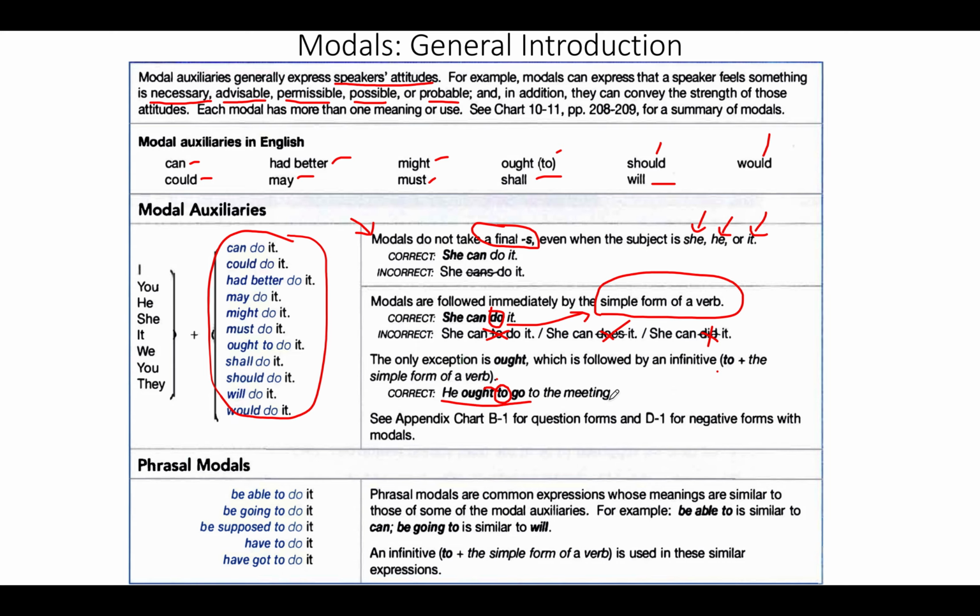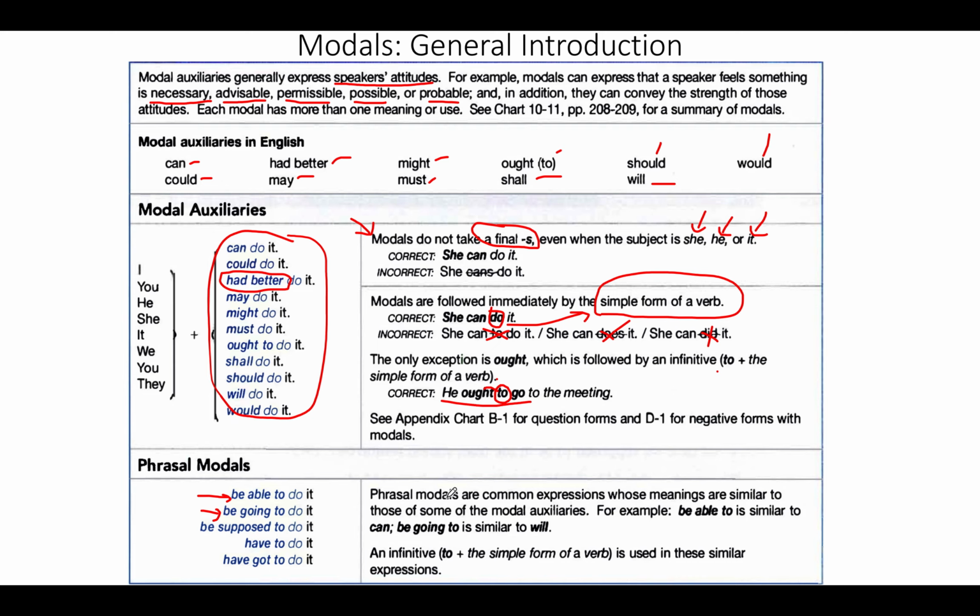Now, we can have two types of modal auxiliaries. Either we can have single word modals, like can do it, could do it, may do it. Sometimes you can have what we call phrasal modals. Here we have an example, had better, in the sense that it's composed of two words. These are further examples of phrasal modals: be able to do it, be going to do it, be supposed to do it, have to do it, and have got to do it, in the sense that they are composed of more than one word.